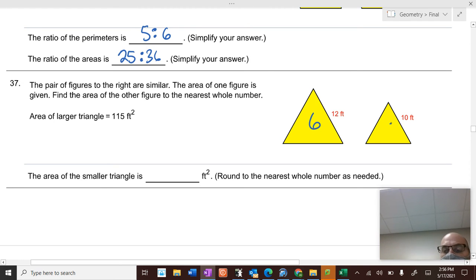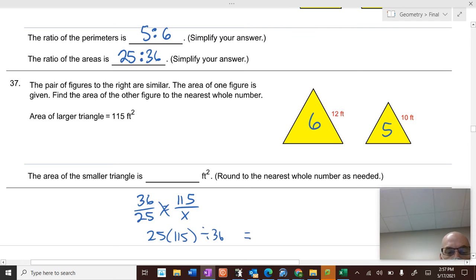These are in a ratio of 6 to 5. So if we're talking about the areas, we must square them, 36 and 25. So if the larger one is 115, the smaller one is x. If we cross multiply, and you take 25 times 115 divided by 36, it's somewhere around 80, isn't it? 80.